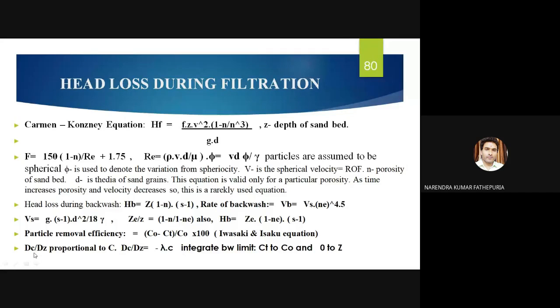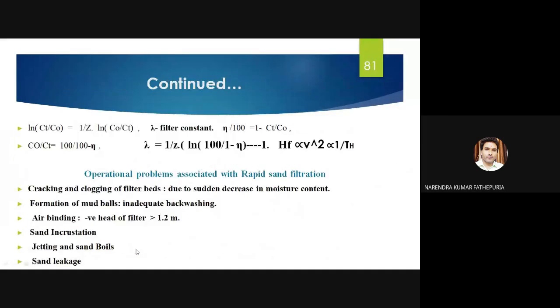dC by dZ will be directly proportional to C, so you can write it as dC by dZ is equal to minus lambda C. C is the concentration and lambda is a constant for integration, and then C is already given. So integrate between the limits CT to C naught and 0 to Z. You can go for simple integration in terms of limits. On the left hand side you put the limit CT to C naught, and on the right hand side 0 to Z, and you separate the parameters Z and C here. So they have done it.